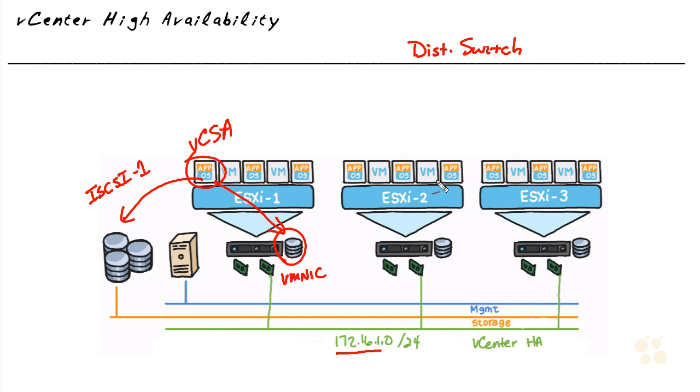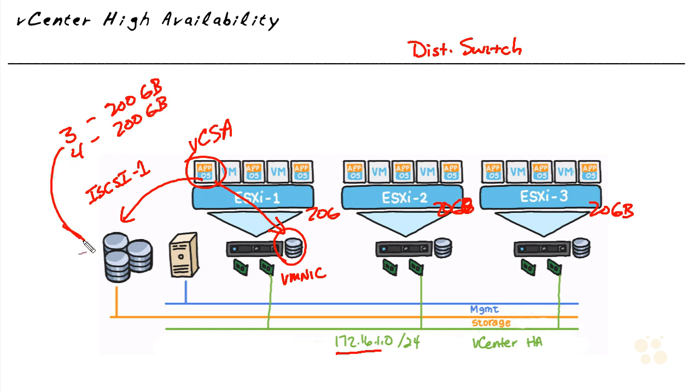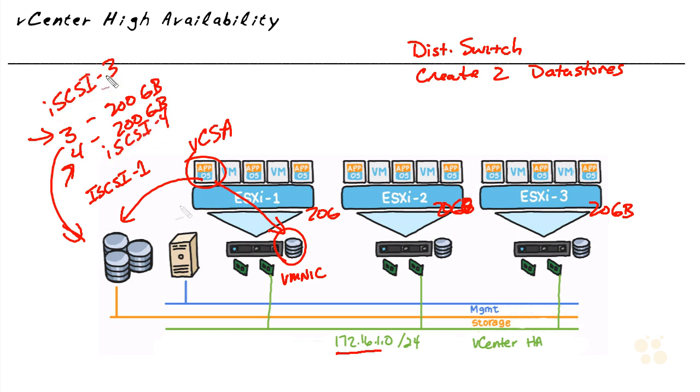What I also did was I added additional RAM to ESXi2 and ESXi3, so now they're all sitting at 20 gigabytes of RAM each. And I've also added a couple of additional LUNs over here as part of our iSCSI storage appliance. Those additional LUNs are LUN 3 and LUN 4, and they are each 200 gigabytes. Because they're sitting out here on the appliance just as LUNs, they're not data stores yet, so we're going to want to create two new data stores based on LUN 3 and LUN 4 respectively, and I think we should call those iSCSI-3 and iSCSI-4 for the data store names.